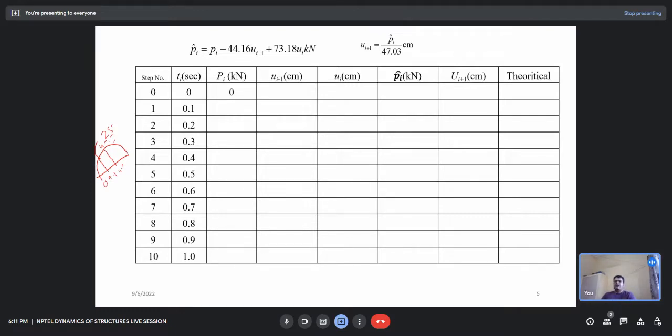After Pi is given to you, you can calculate your ui minus 1. What is your ui minus 1? That was the 0 initial. And what is your ui initial? Ui for the 0th step, u naught, is given to you, which is also 0. So if you have these two values, what is your Pi cap? Can you tell me? In this equation, put all these three coefficients. Can you calculate your Pi cap, the updated p value? Anyone?